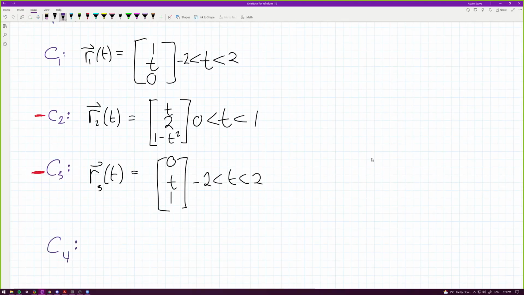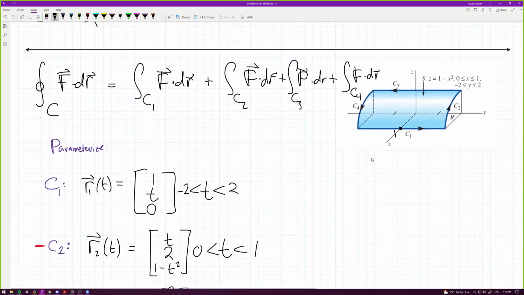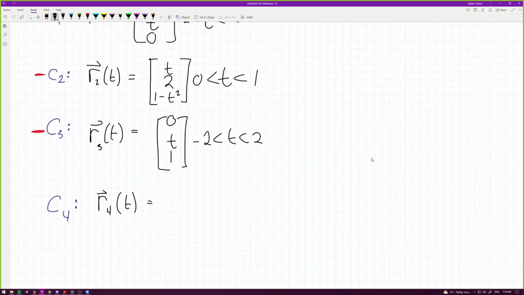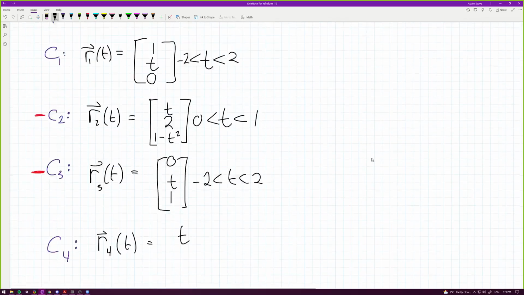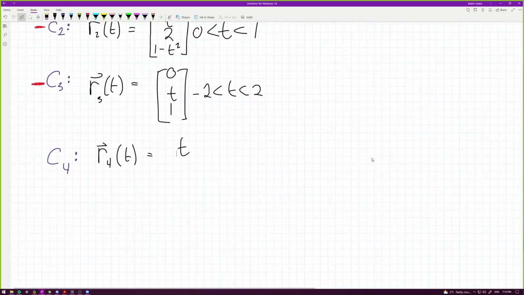And finally, for C4, it's going to be R4 of t, which is equal to this curve right there. So our x value varies, right? Our x value goes back and forth there. Our y value stays constant at -2. And our z value is always 1 minus t squared.